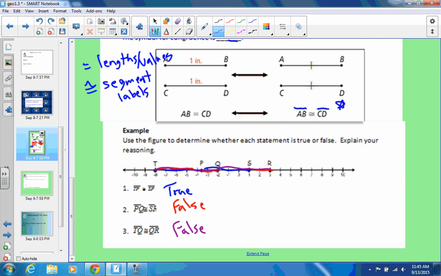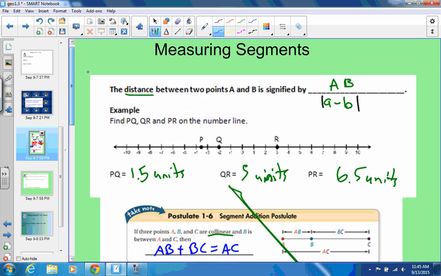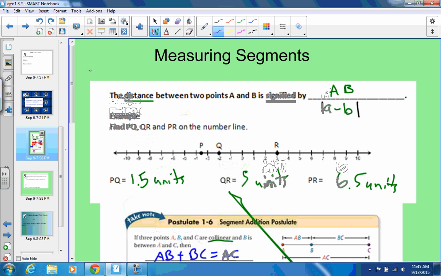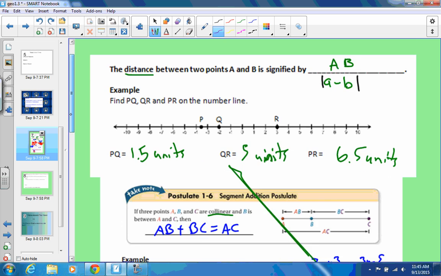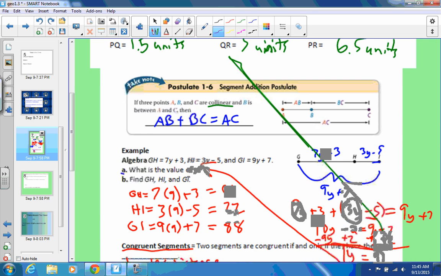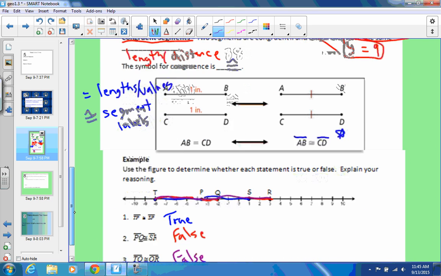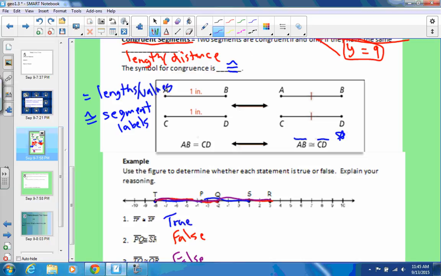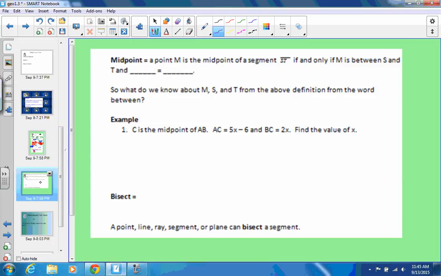A couple things to note from this page: knowing how to label distance with nothing on top of it, knowing the segment addition postulate, and knowing the difference between equals and congruent. Okay, we're going to move on. We have a little bit left here.